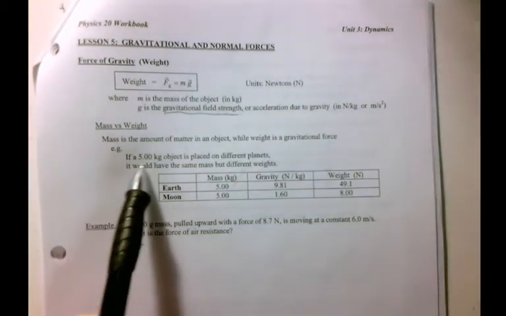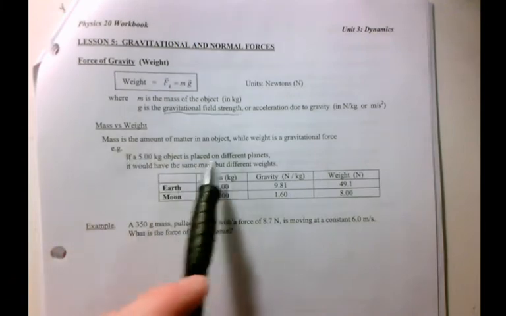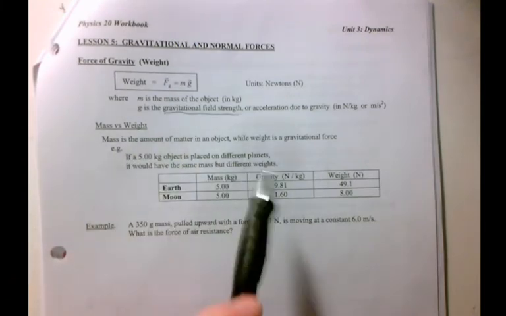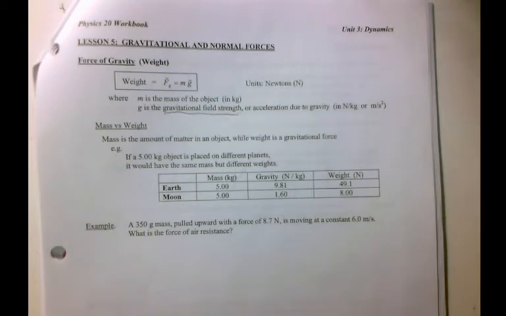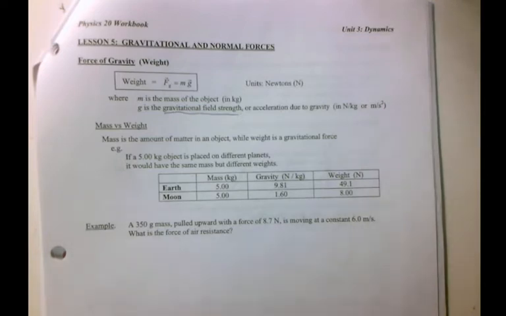So if a 5 kilogram object is placed on different planets, this mass will be the same, but it's going to have different weights. We're all aware of this idea already, right? Different planets will have different gravity. So if we're standing on the moon, we're going to weigh less. So this concept isn't totally new, right? We've been aware of it since we were little kids, but now it's just adding in the proper vocabulary and making more sense of it, right?